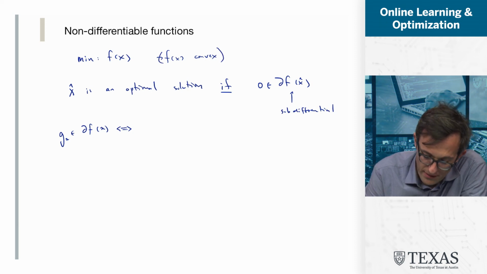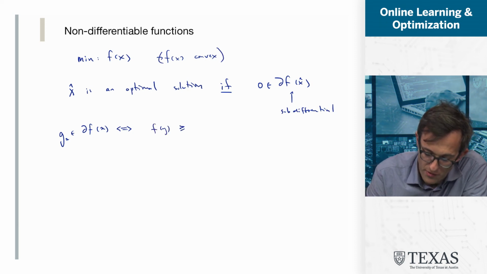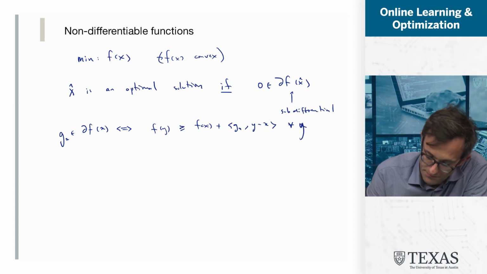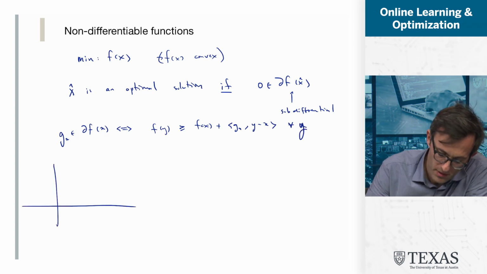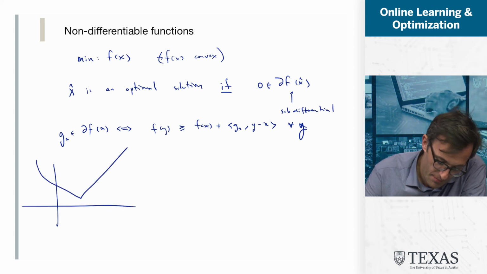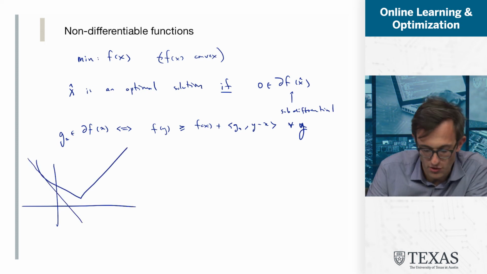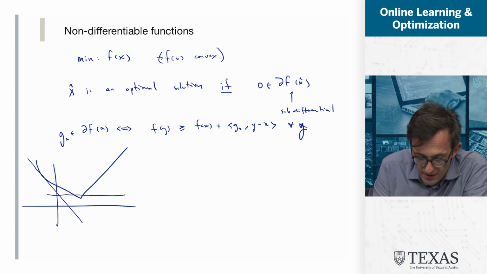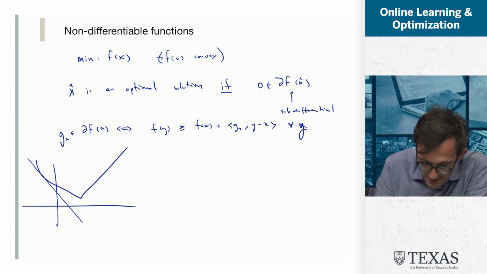This is equivalent to writing that f of y is greater than or equal to f of x plus g transpose times y minus x, for all y. Our picture: at a point where we have smoothness, there's a unique vector, namely the gradient, which allows me to approximate the function with a linear function that always lies below. But at a sharp point, I can do better than that.